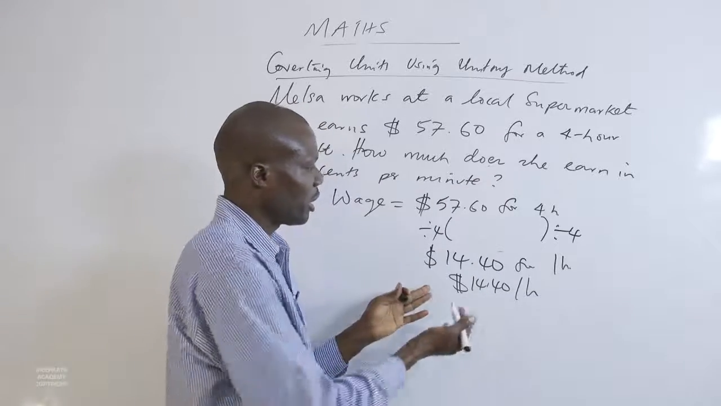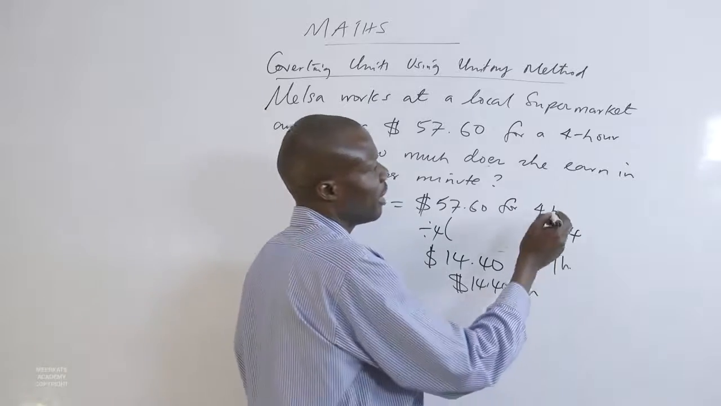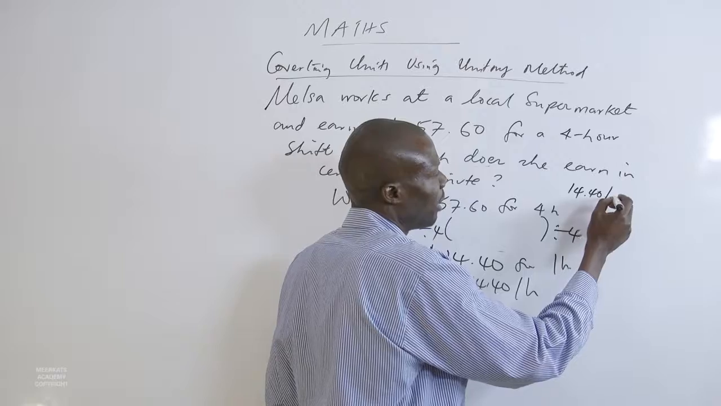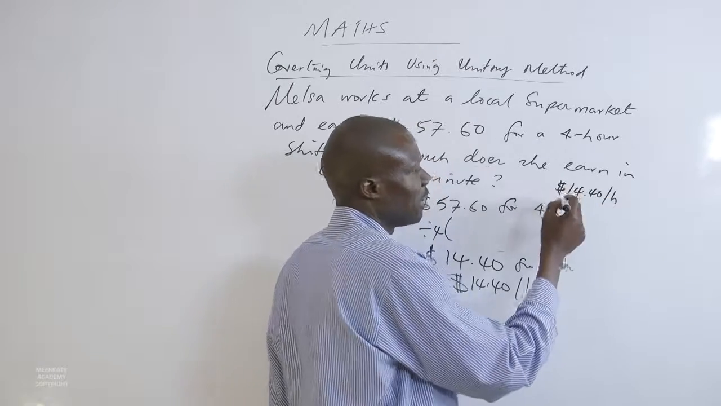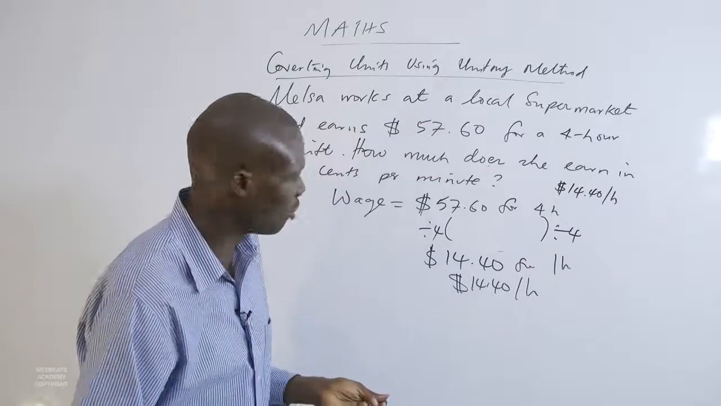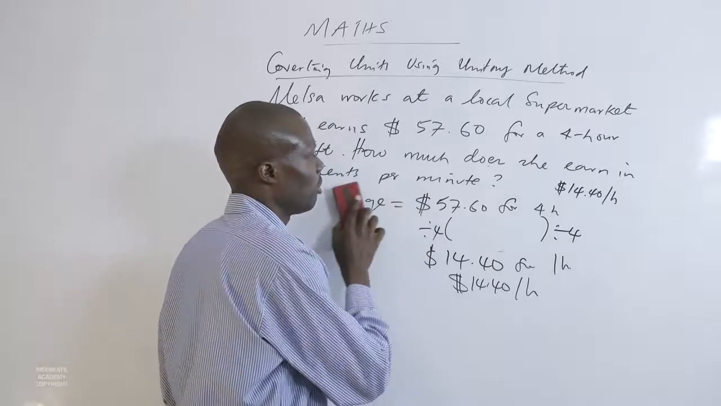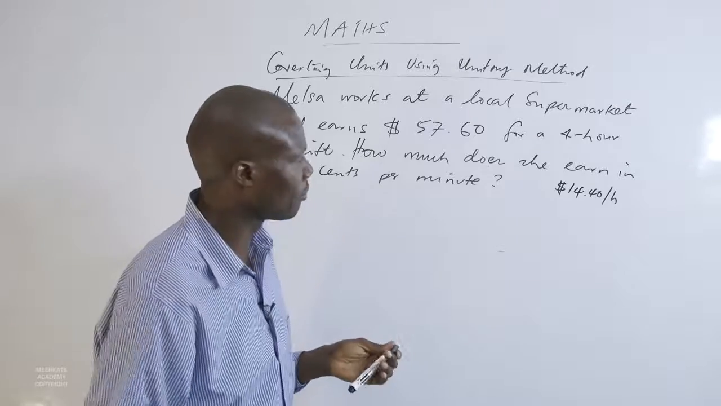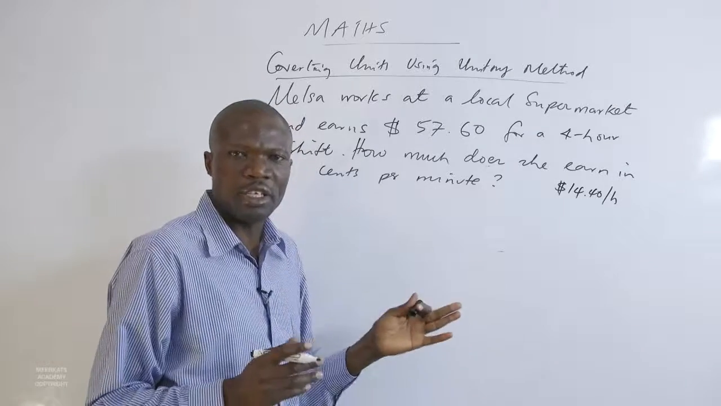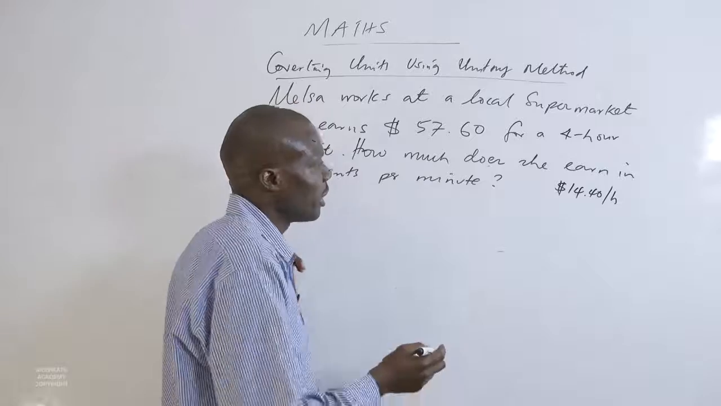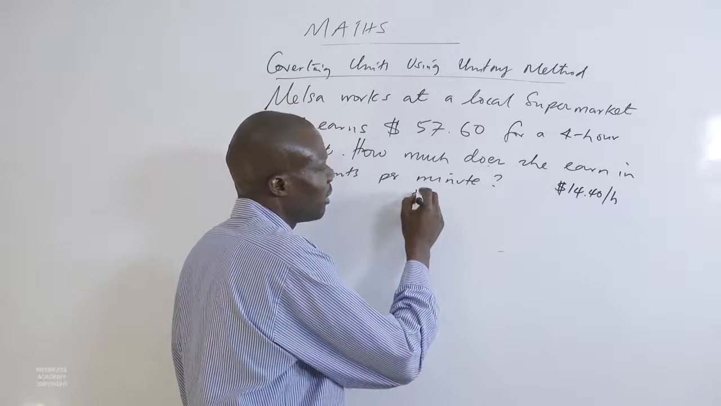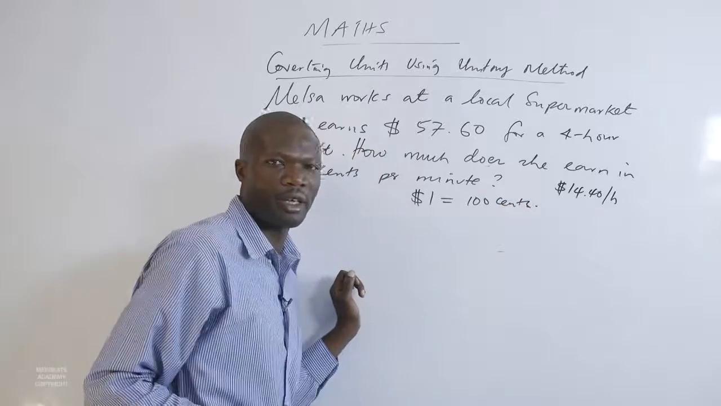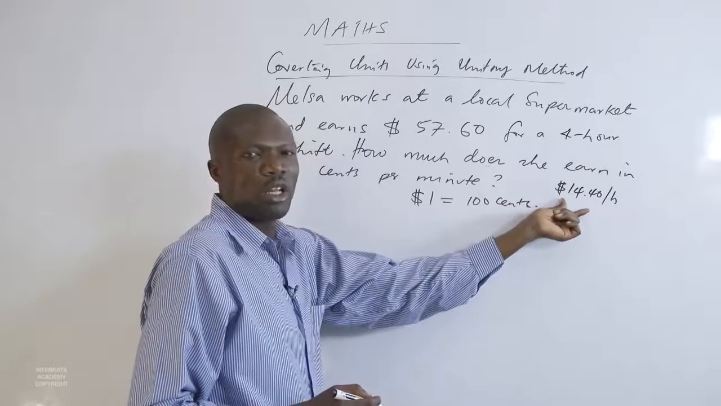So I want to bring this to your attention. We have 14.40 per hour. This is dollars. We shall be referring to that as we go on answering this question about the wage. So a continuation. Convert our rate into cents. We know that $1 is equivalent to 100 cents. All right?